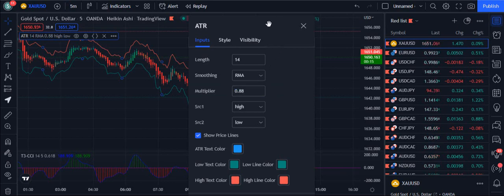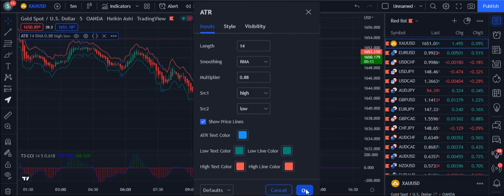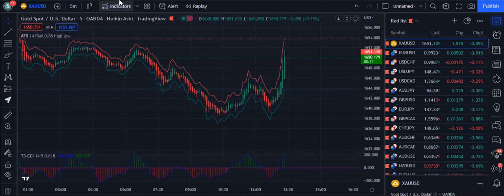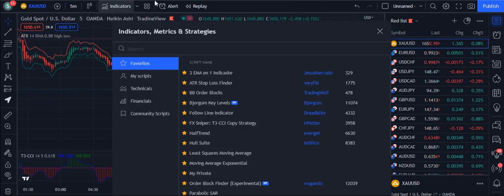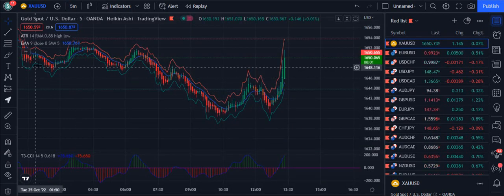Now we do not need any further change in the ATR, and then we are going to attach our third indicator, and that is called the moving average exponential, without any author name. This is given by default in TradingView.